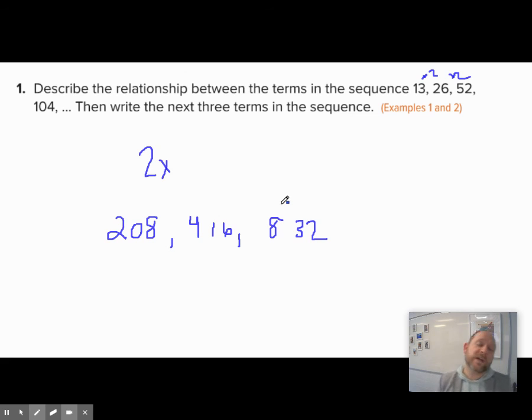So again, our rule here is we're multiplying by 2, or I could write that as 2x, and then my next three terms in my sequence would be 208, 416, and 832 because we're multiplying by 2 each time.